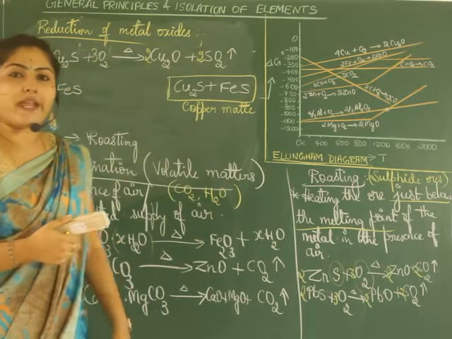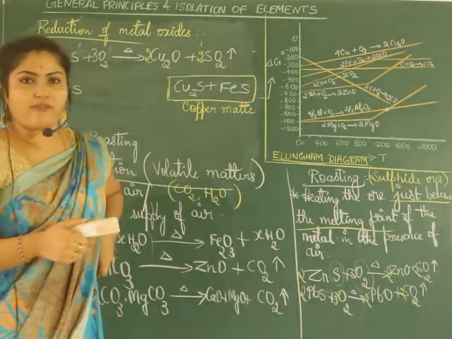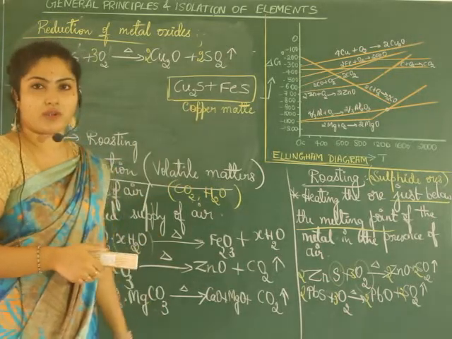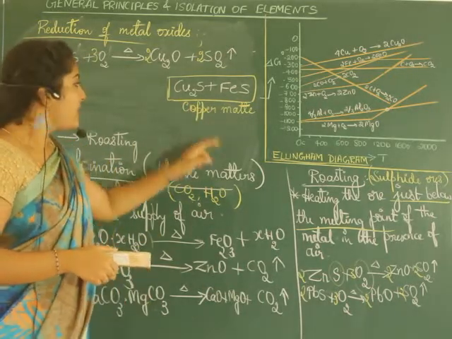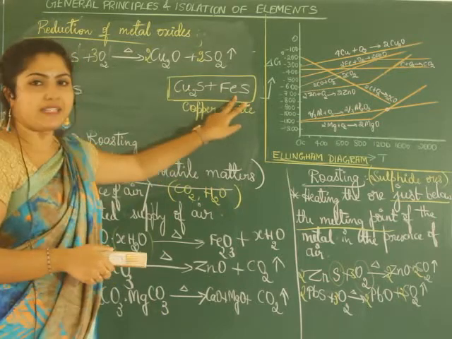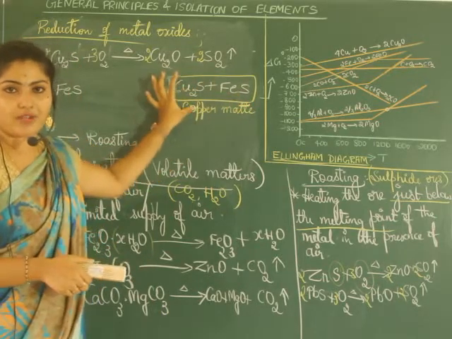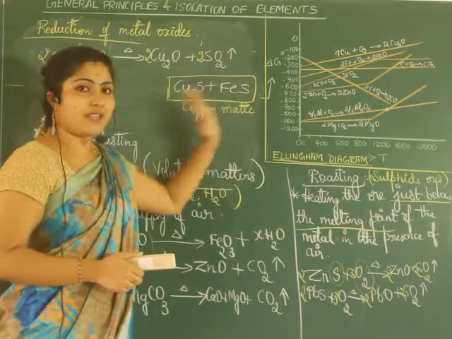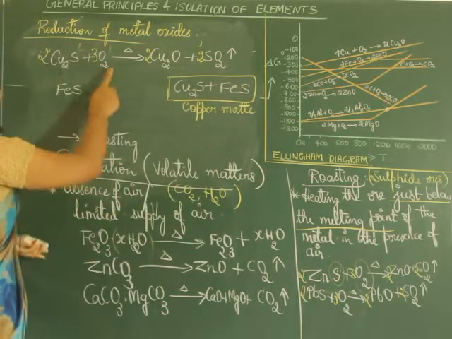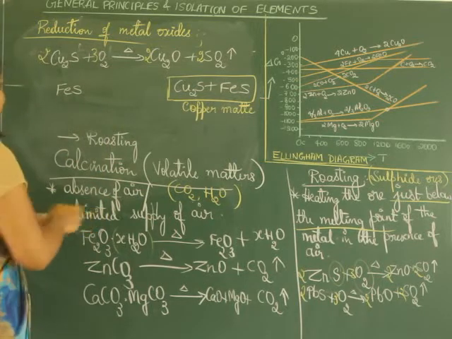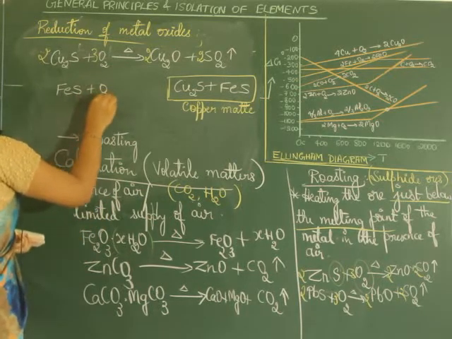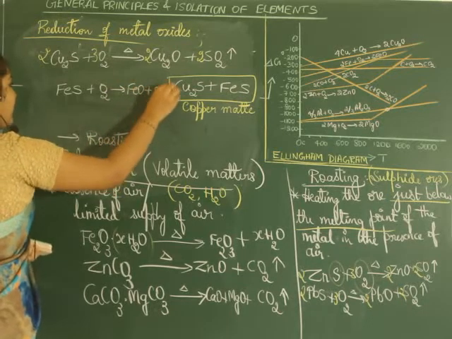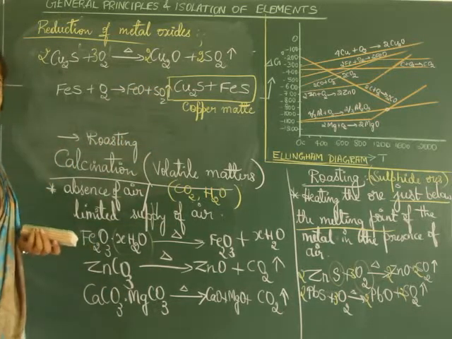They'll ask you to write the composition of copper matte. We say Cu2S and FeS is the composition of copper matte. So in copper matte, FeS acts as an impurity for the extraction of copper. If you don't want this impurity, when we subject it to roasting, it will react with oxygen. You get iron oxide and sulfur dioxide being liberated, right?